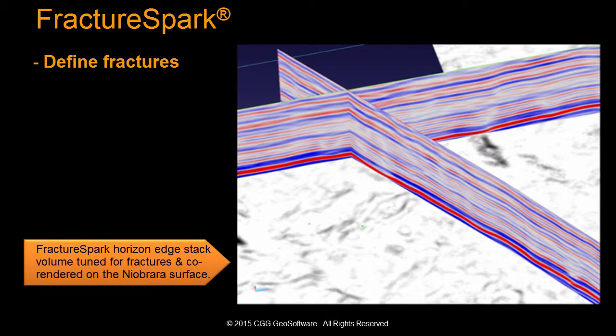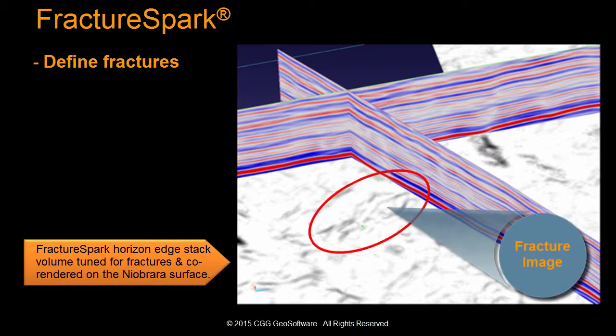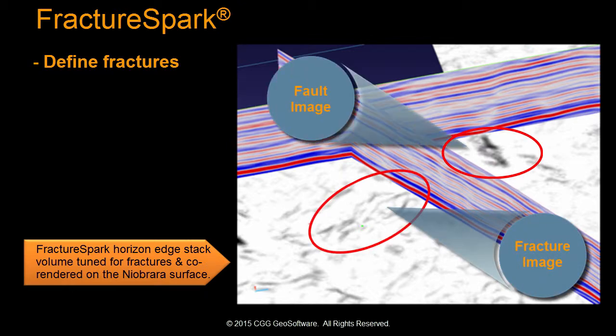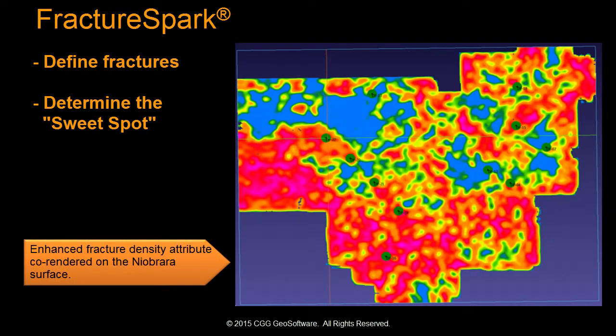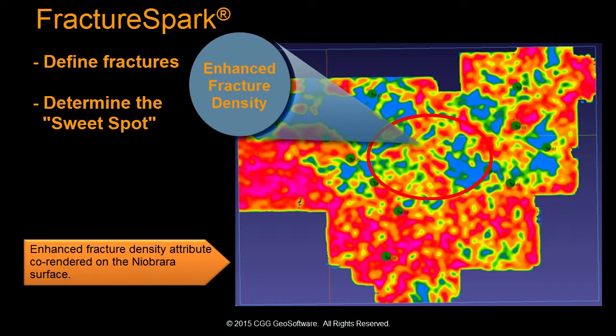Here the interpreter uses horizon edge stack volume, tuned for fractures and co-rendered on the Niobrara surface. FractureSpark images both through-going faults as well as fractures. Once the fractures have been defined, the interpreter uses the FractureSpark workflow to create an enhanced fracture density attribute volume.